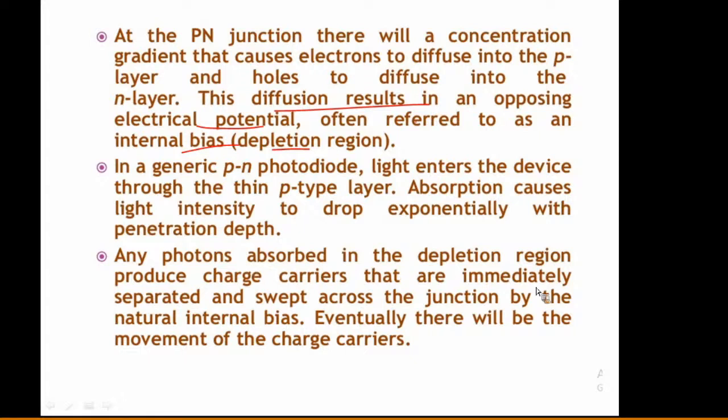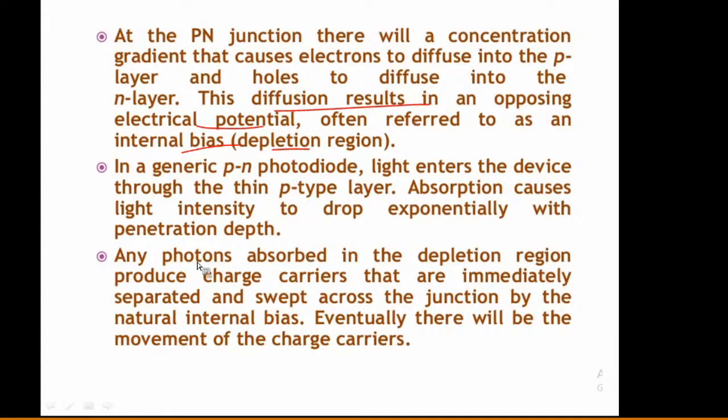Any photons absorbed in the depletion region will produce charge carriers that are immediately separated by the natural internal bias. Eventually, there will be the movement of charge carriers. Okay, now this is the basic operation. The main thing is light intensity, how much intensity of light is falling on the PN junction. According to that, it will penetrate into the depth of your depletion region.